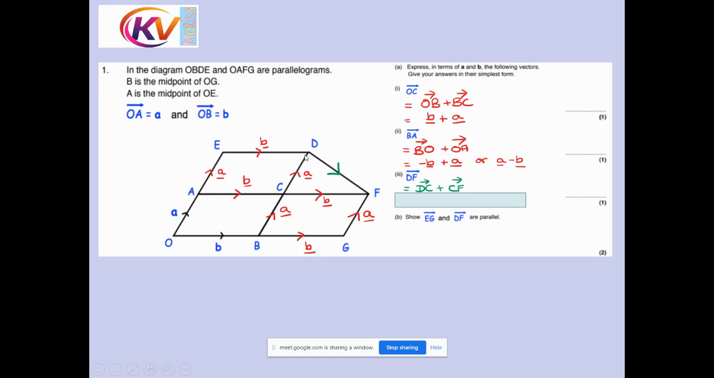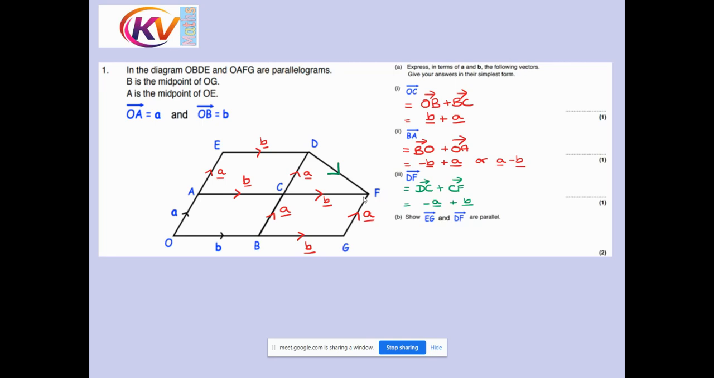So I'm going the wrong way down this one and then the right way along this one, giving me negative a plus b or b minus a. Doesn't matter which way round. Okay, so hopefully you're all right with those. Those kind of questions were the ones that you were looking at in the previous lesson.